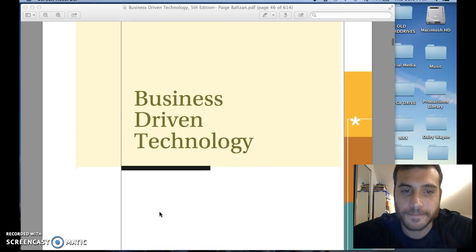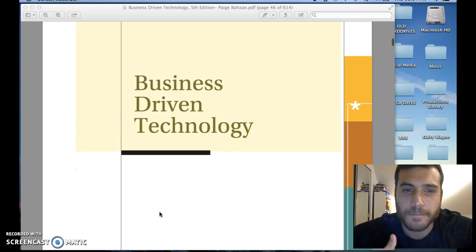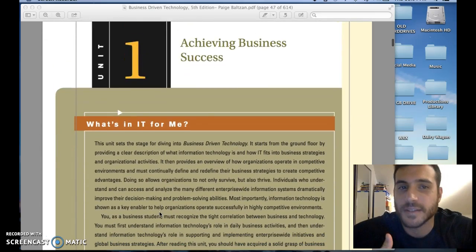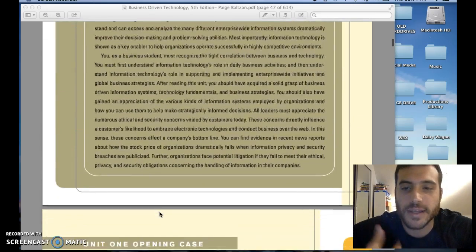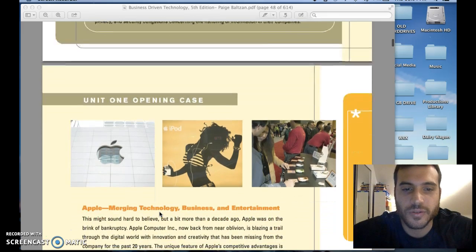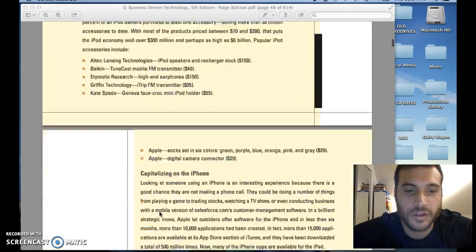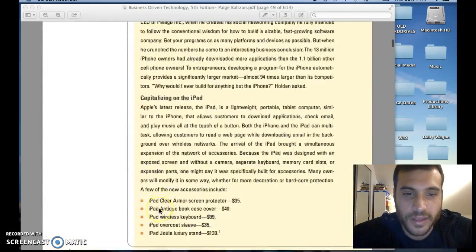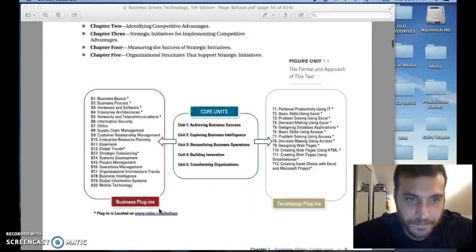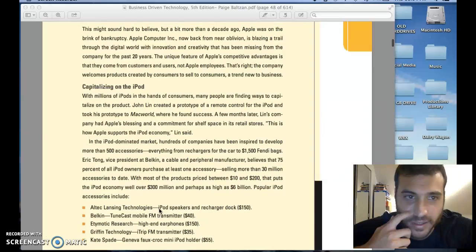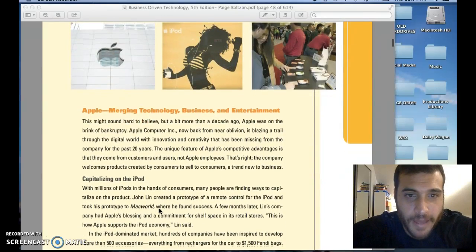So basically, business-driven technology. What is it? Basically, chapter one is an introduction to what we're going to be learning this semester with Dr. Stein. As you can see here, I have the textbook pulled up, and right here you have unit one. This is a little bit explaining about Apple.